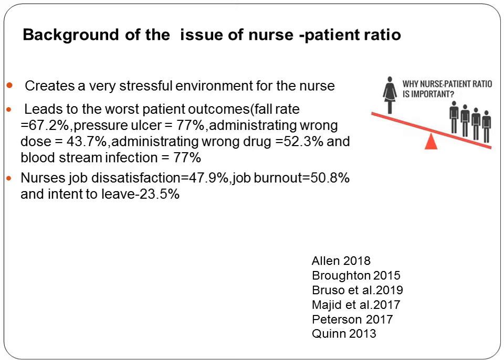According to research estimated by nurses, the fall rate is 67.2 percent, pressure ulcer is 77 percent, administering the wrong dose is 43.7 percent, administering the wrong drug is 52.3 percent, and bloodstream infection is 77 percent. Therefore, the nurse staffing ratio is badly affecting patient care.